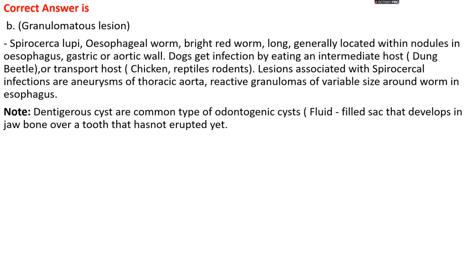reactive granulomas of variable size around the worm in the esophagus. There is a note that a dentigerous cyst is a common type of odontogenic cyst, which is a fluid-filled sac that develops in the jawbone over a tooth that has not erupted.